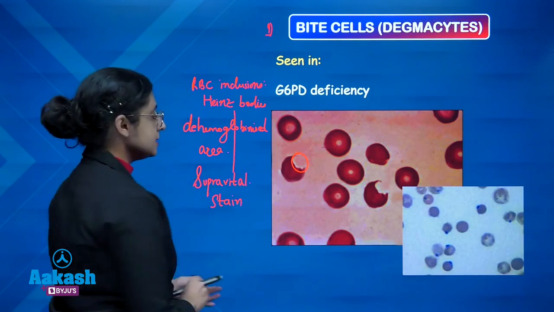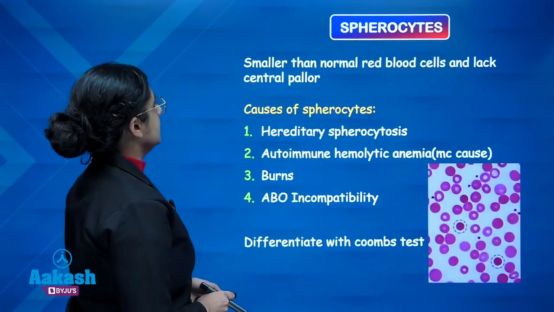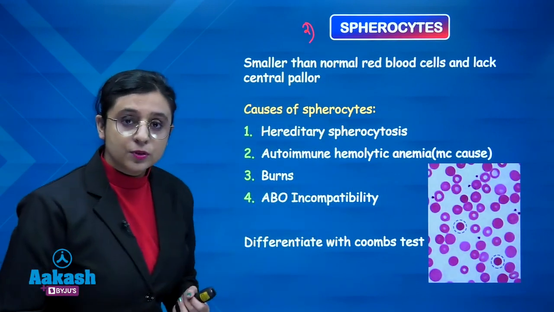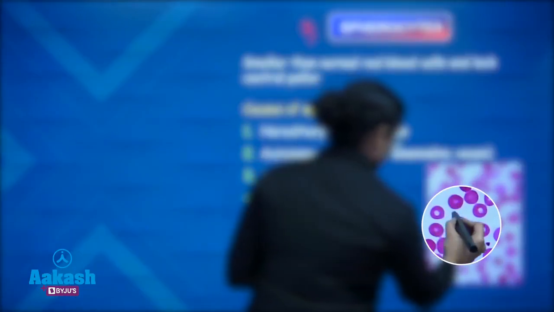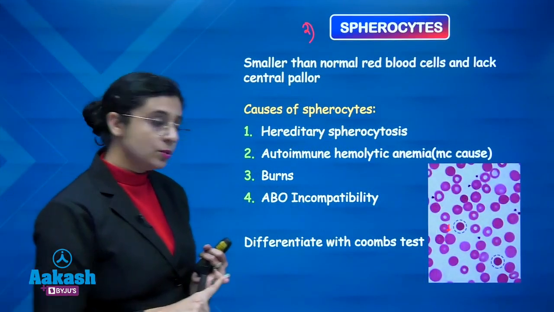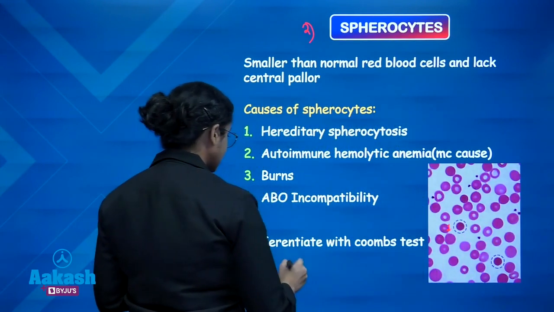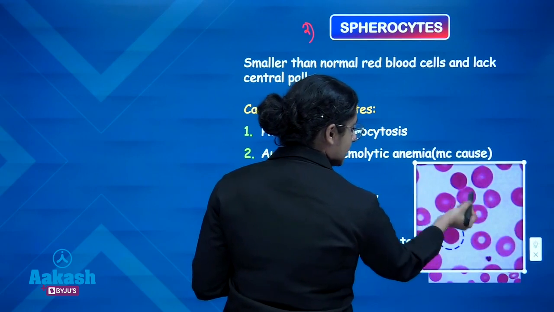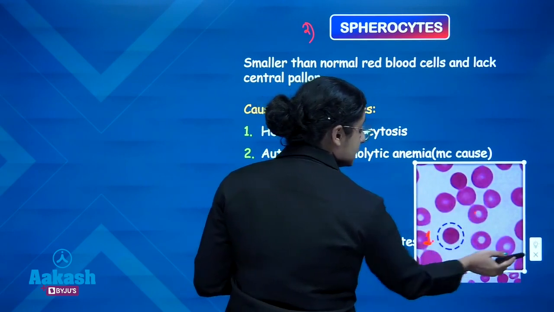And what are these cells? These are the bite cells, also called as degmacytes. Next, spherocytes. What are the two important features you need to remember about spherocytes? Number 1, they are smaller than the surrounding RBCs. Number 2 is they lack the central pallor. So let me zoom into the image. They are smaller than the surrounding RBCs and they lack the typical central pallor, and these are the spherocytes.